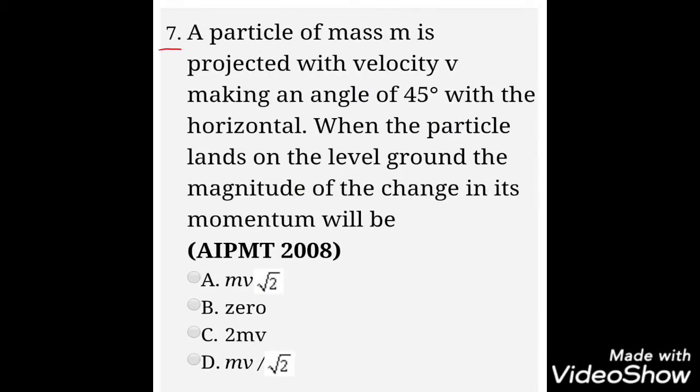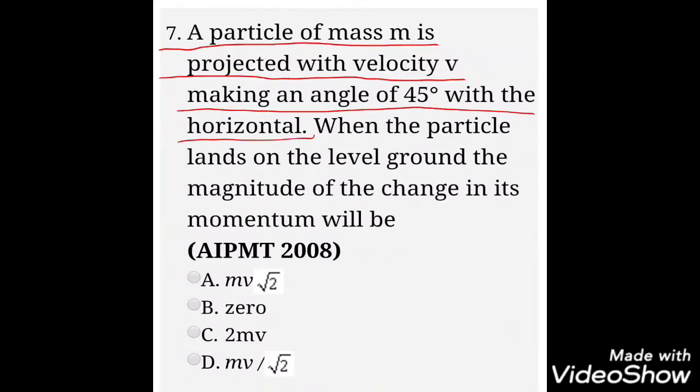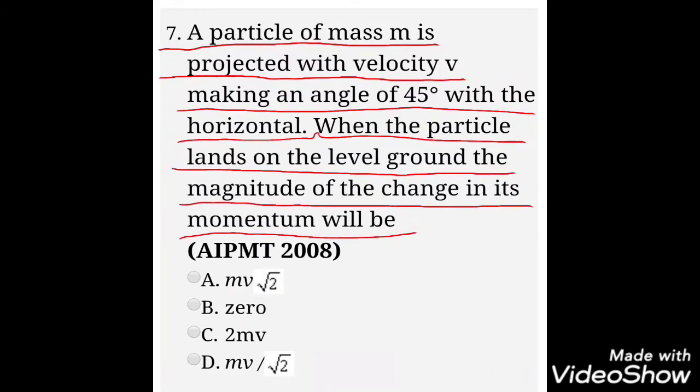Question number 7. A particle of mass m is projected with a velocity v, making an angle 45 degree with the horizontal. When the particle lands on the level ground, the magnitude of the change in its momentum will be: option A mv√2, option B 0, option C 2mv, option D mv/√2.